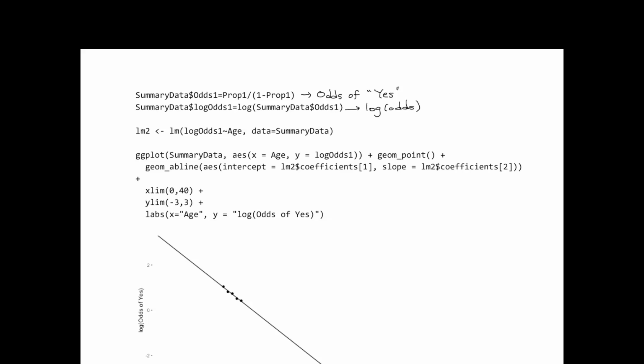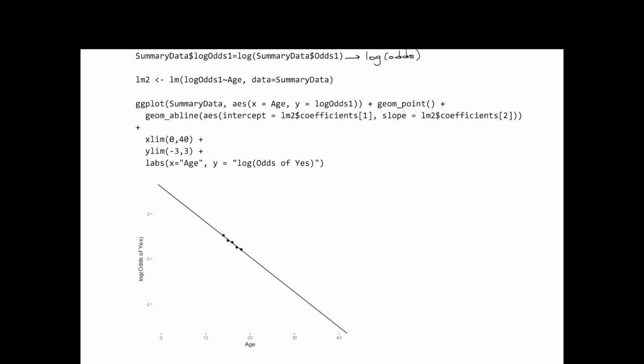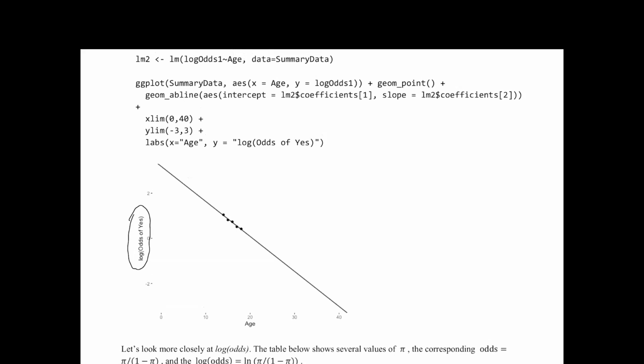So now I created a linear model that is predicting the log odds of yes against age. So now you can see the scatter plot with the regression line, and again, it doesn't look really that different, except what we have on the vertical axis is not the probability of yes anymore, but it's the log odds of yes. So that's something different. Okay, so we've transformed the probabilities into log odds, and then we're fitting a linear equation to those log odds.